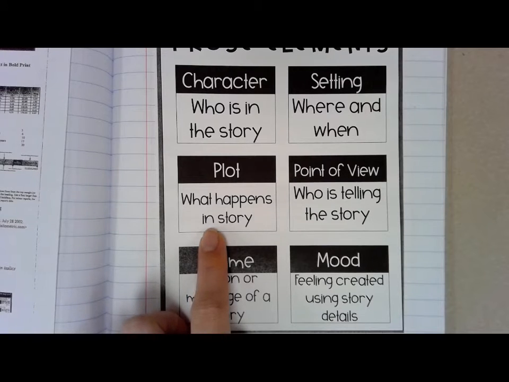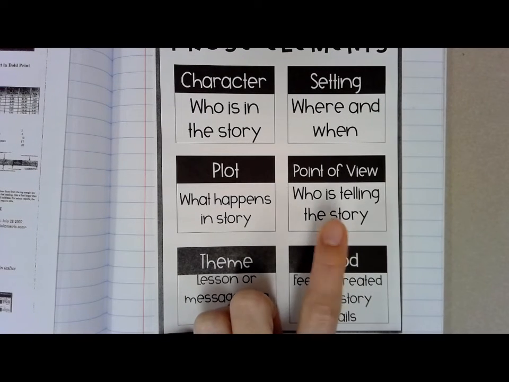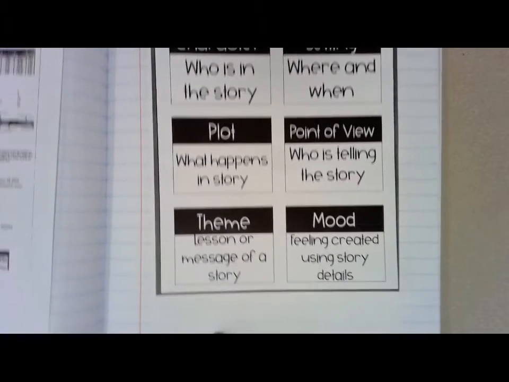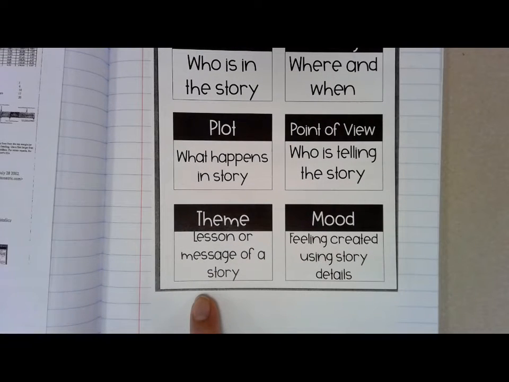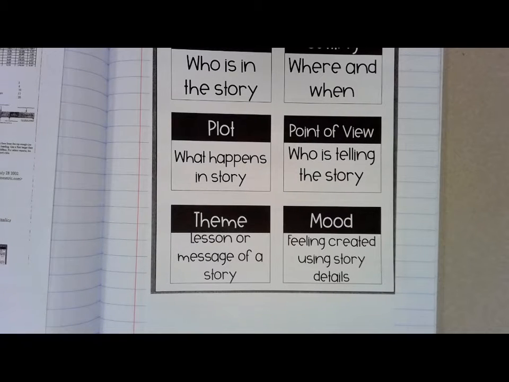Point of view is who's telling the story. We've studied point of view. The theme is the lesson or the message of the story. And the mood is the feeling created by the story, if it's sad, happy, that kind of thing.